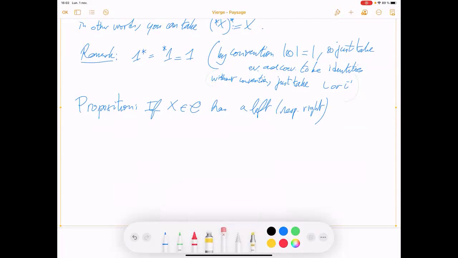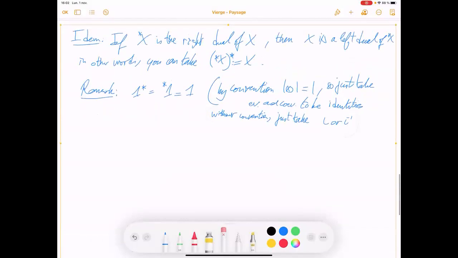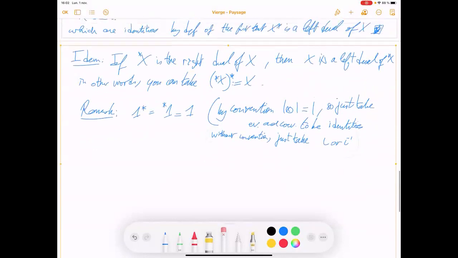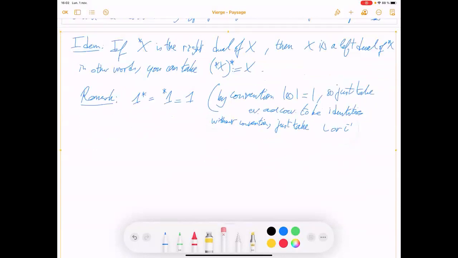But before stating and proving this proposition, I want to motivate the notion of right and left dual. The motivation comes from the notion of left and right adjoint of a functor.